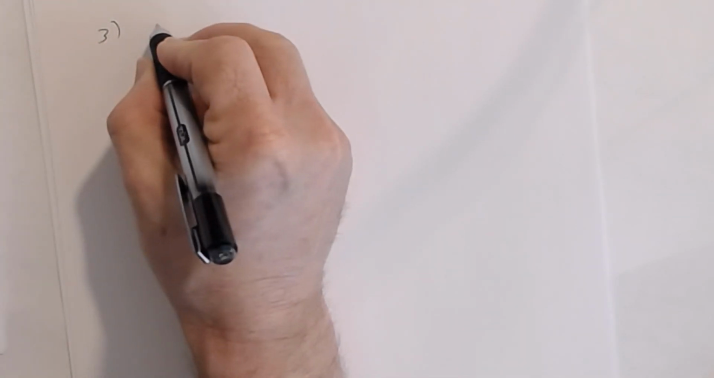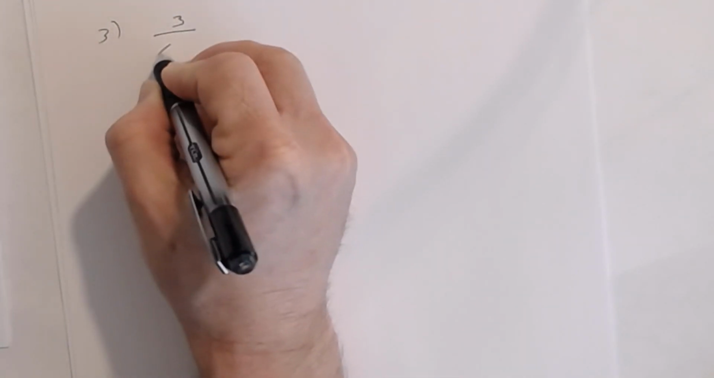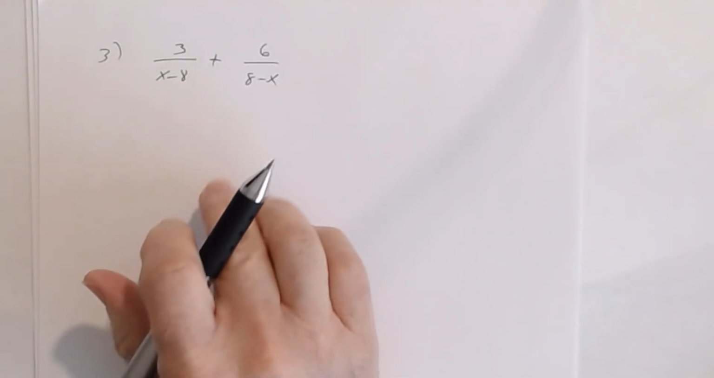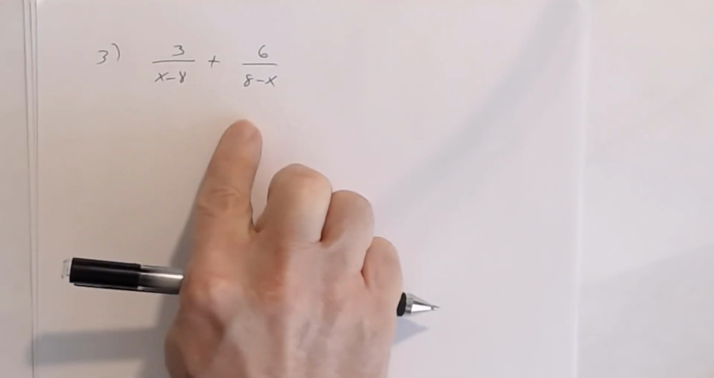All right, let's look at number 3. We still have time for a couple more. So let's look at number 3. Let's suppose we had this for number 3. We have 3 divided by x minus 8 plus 6 divided by 8 minus x. Now, don't let this one throw you off because you may see this on My Math Lab.